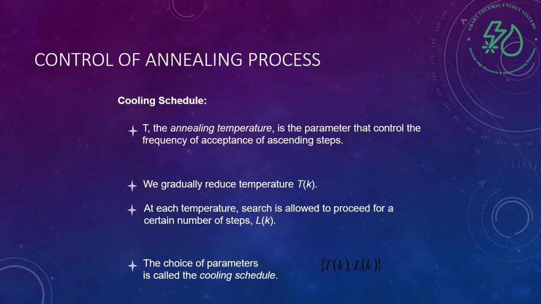on improving the solution. At each temperature level, the algorithm performs a fixed number of search steps, here denoted by Lk, before the temperature is reduced again. And the overall strategy for choosing how temperature decreases and how many steps are done at each level is called the cooling schedule. This cooling schedule strongly affects the performance of the algorithm in the optimization process.